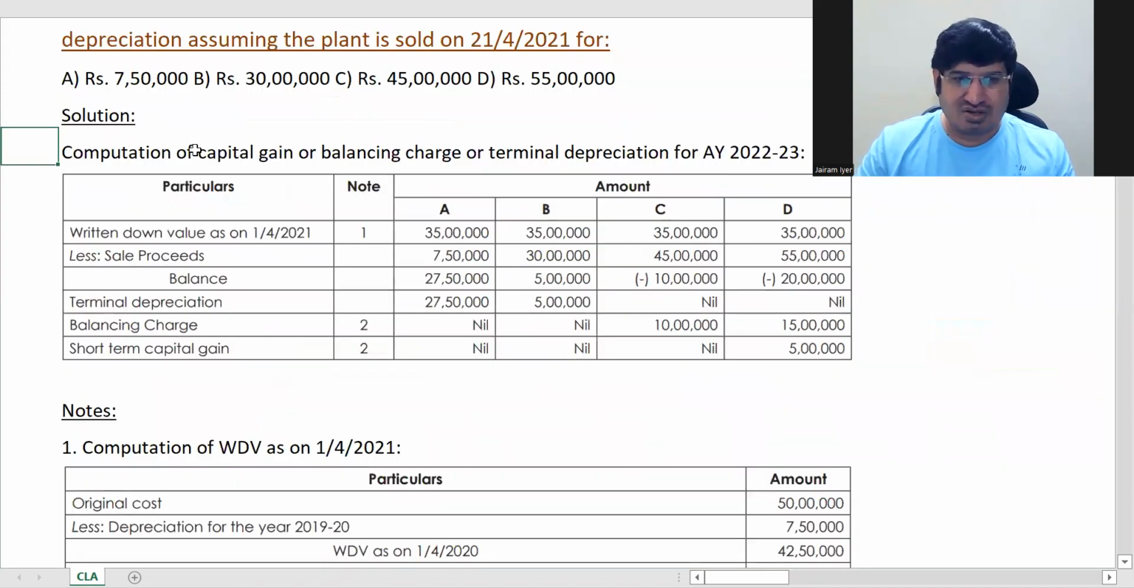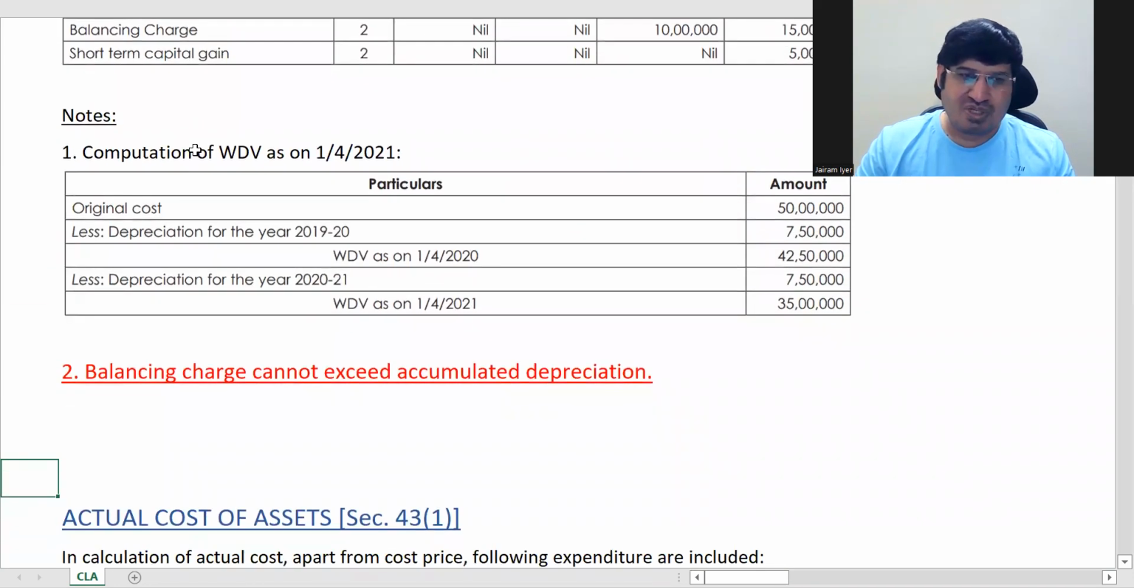Okay. Understood this problem? Balancing charge can never exceed accumulated depreciation.